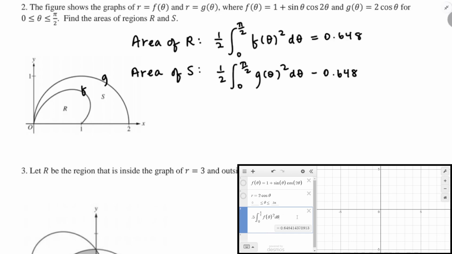Okay, and call that A. Then I'm going to do 1/2 of the integral from 0 to pi over 2 of g of theta. I don't think I've defined that yet, have I? Yeah, that's a quick fix. G of theta squared d theta minus A, and get 0.922.